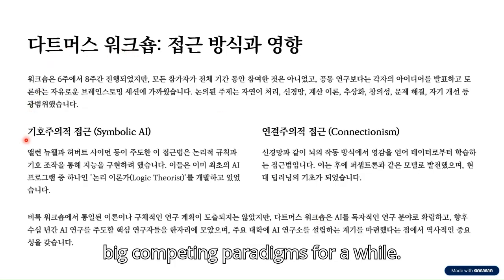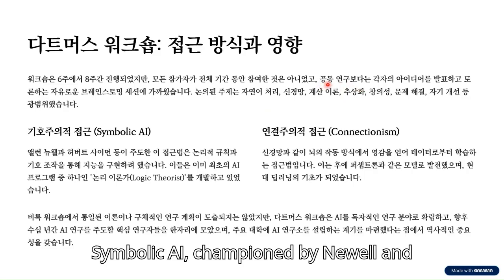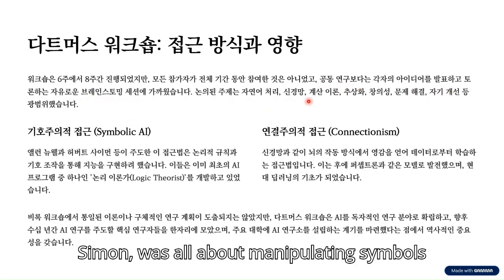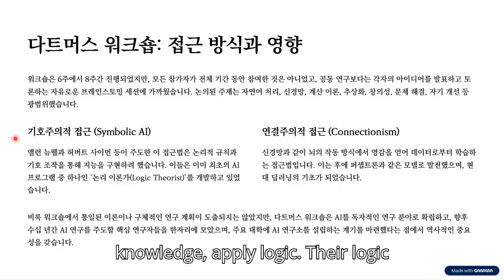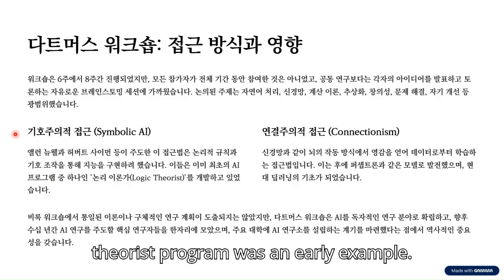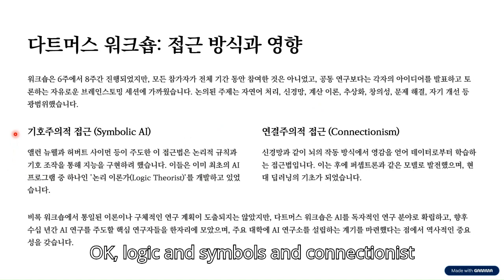Yeah, those became the big competing paradigms for a while. Symbolic AI, championed by Newell and Simon, was all about manipulating symbols according to logical rules. Represent knowledge, apply logic. Their Logic Theorist program was an early example. Okay, logic and symbols.